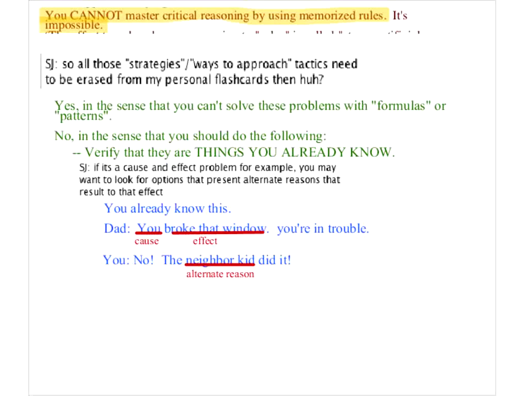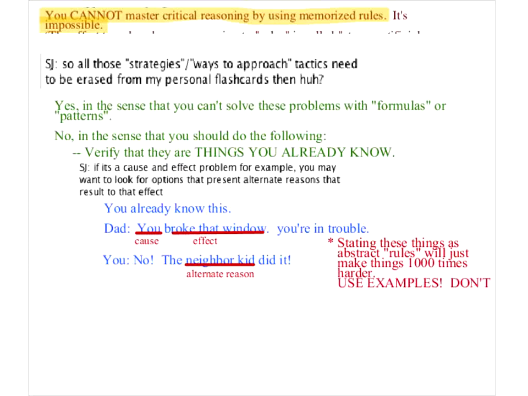A couple of points about this. The first point is that stating these things as abstract rules will just make things 1,000 times harder. Use examples. Don't memorize abstract rules.